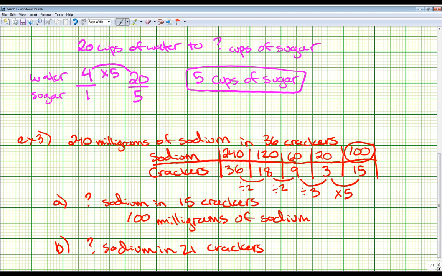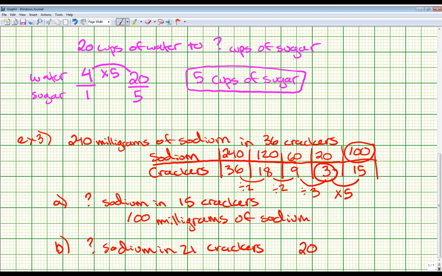Okay, well, let's take a look at our numbers here. I have 36 crackers, 18 crackers, 9 crackers, 3 crackers, 15 crackers. I don't have a 21, but if I look at all my numbers of crackers, I do have a number that could go up to 21 by multiplying, and that's the 3. If I take 3 crackers and I multiply by 7, then I'm going to end up getting 21.